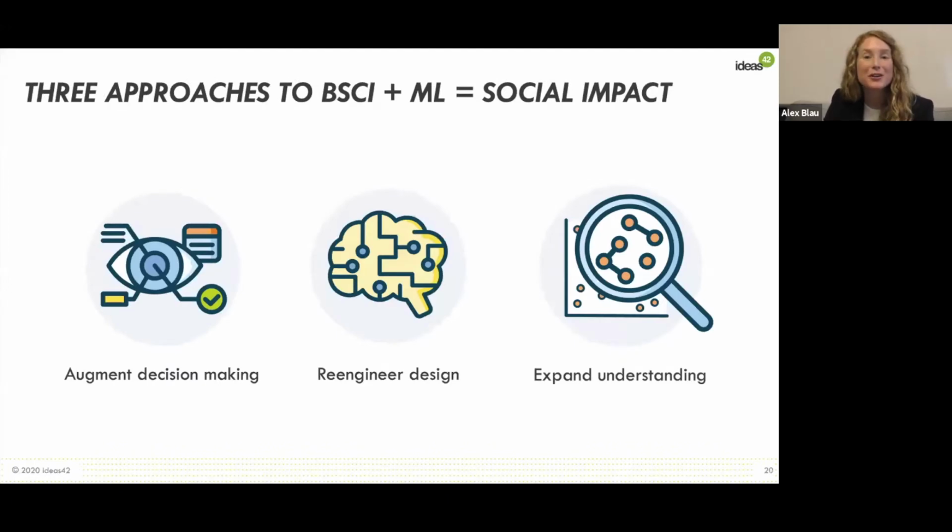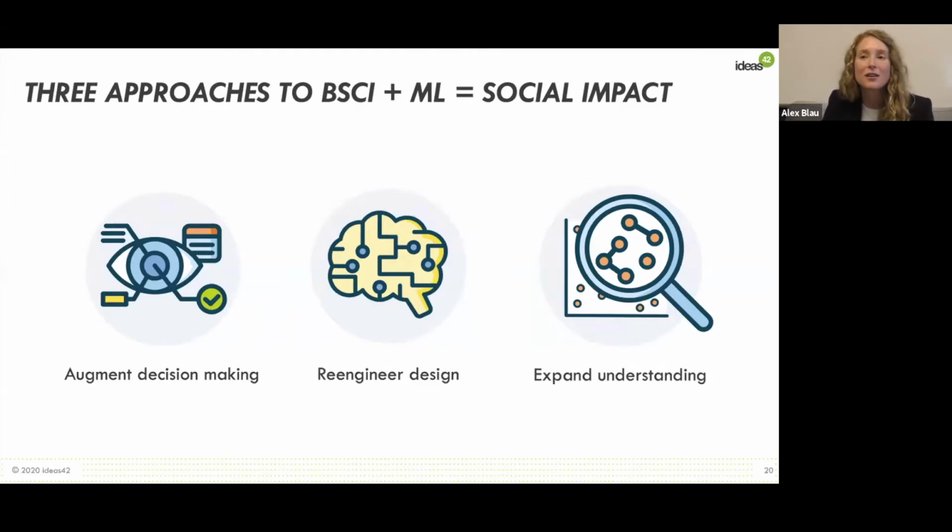Our portfolio is comprised of 3 approaches to combining behavioral science and machine learning for social impact. And those 3 categories are augmenting decision-making, so that's that field of prediction policy problems, re-engineering design, which has to do with what we know about machine learning for how we can design and understand experiments better. And I'll explain each of these in a little bit more detail in a minute. And finally, expanding our understanding.